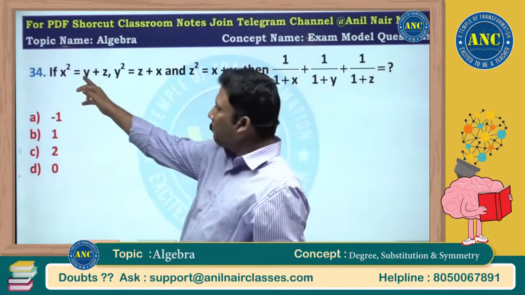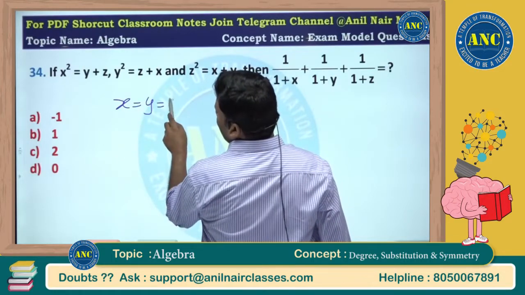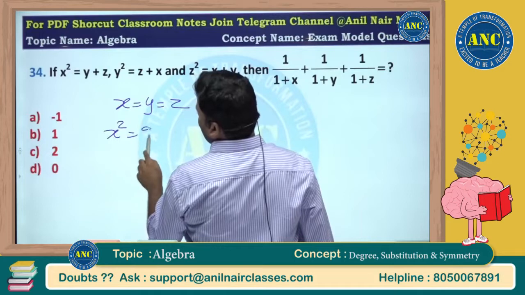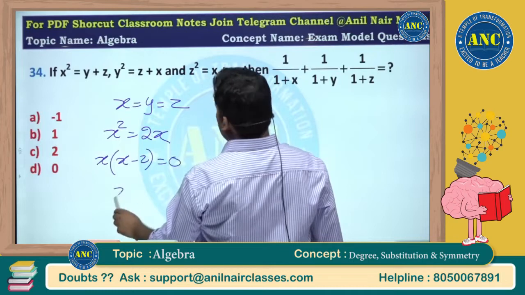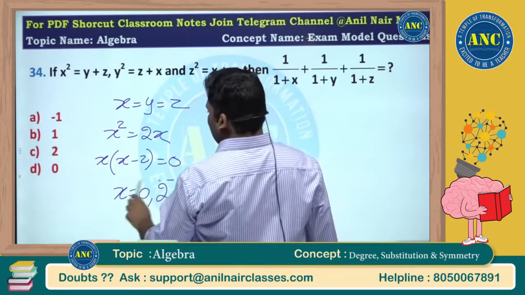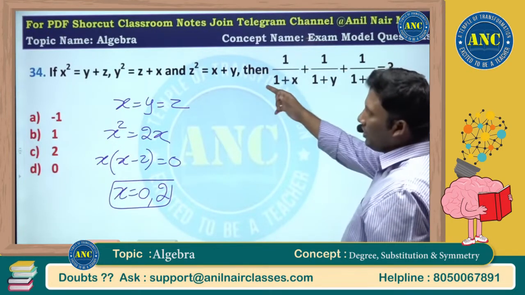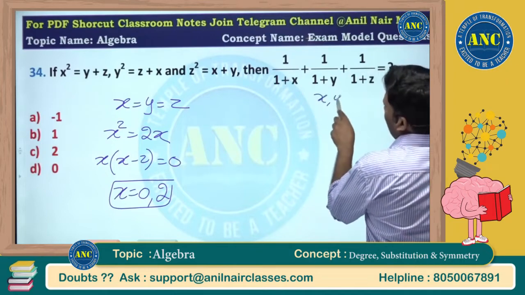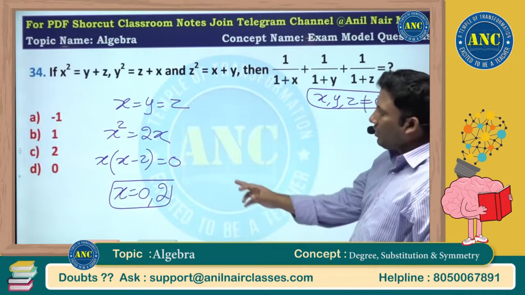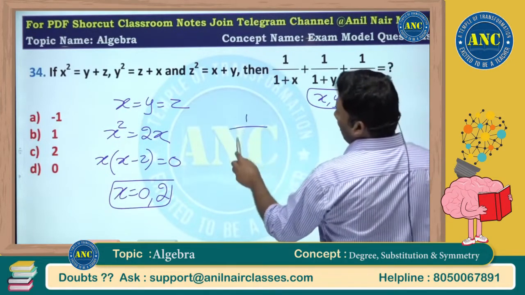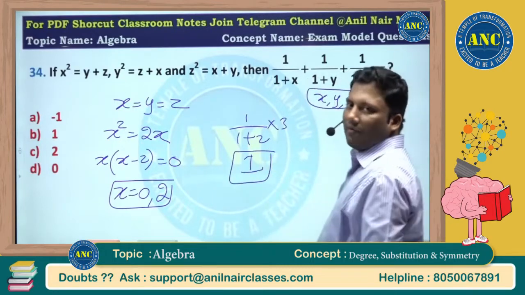34th, x is replaced with y, y is replaced with z. Symmetric function. Make x equivalent to y equivalent to z. X square equivalent to 2x. X into x minus 2 equivalent to 0. X is 0 or 2. Let us put an equation: x, y, z not equivalent to 0. X is 2. So 1 by 1 plus 2 into 3, 1 by 3 into 3. Answer is 1.